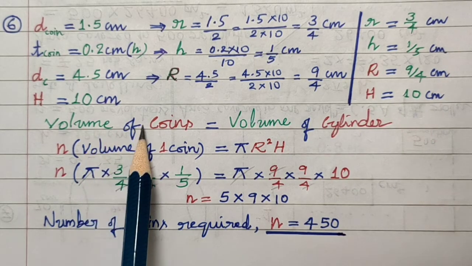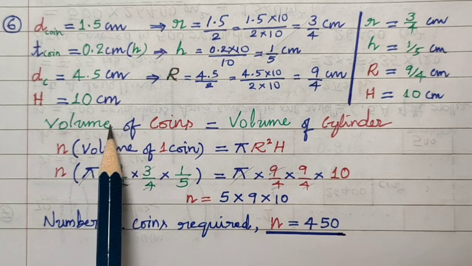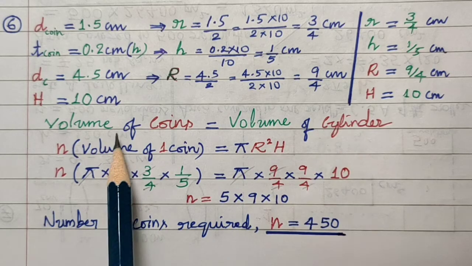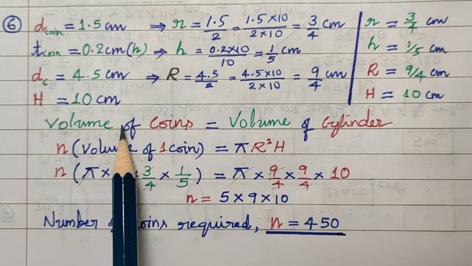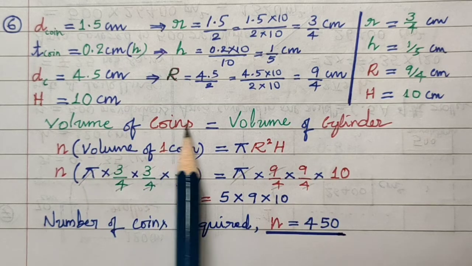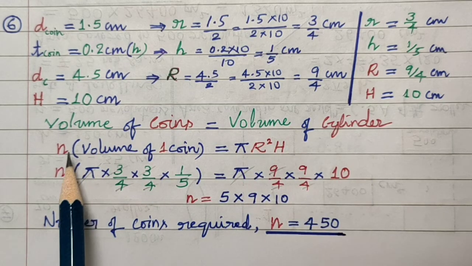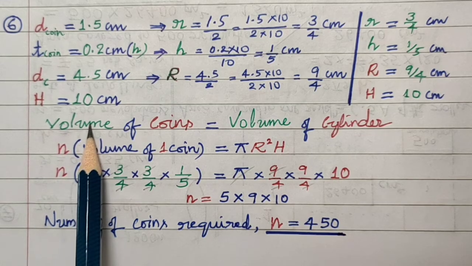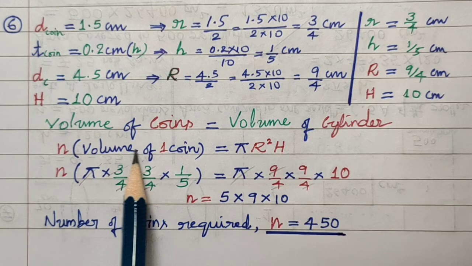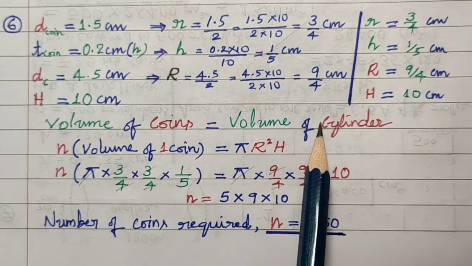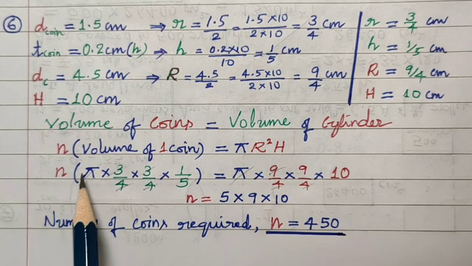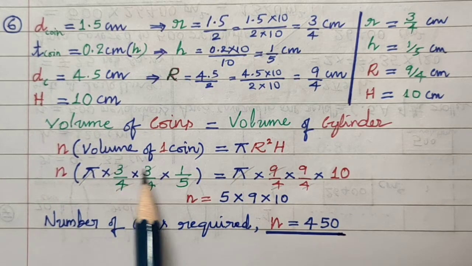So the volume of coins: we are going to use n number of coins to form a cylinder. These two will be the same because we use the same material to form the cylinder. Therefore, volume of coins is equal to volume of cylinder. N number of coins we are going to use to form a cylinder. N, the total number of coins, into the volume of one coin is equal to the volume of the one cylinder, that is pi r square h. N is the number of coins, pi r square h.